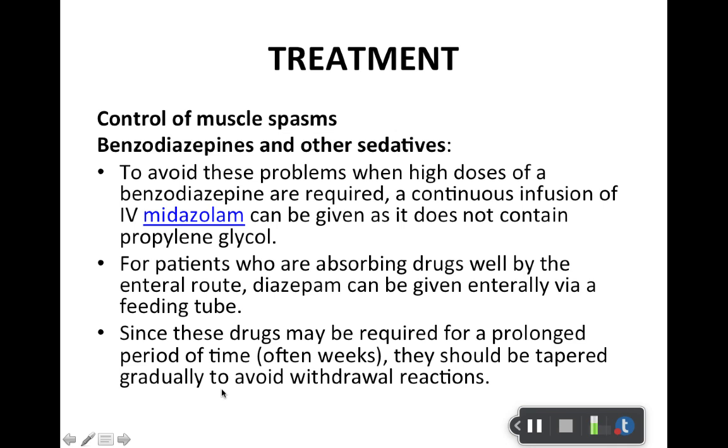And then here you'll note this last point. I talked about physical dependence in previous lectures, and so because of that, if the patient is on the benzodiazepines, which they probably will be on higher doses and longer term, they do need to be tapered gradually, so they don't have withdrawal reactions.